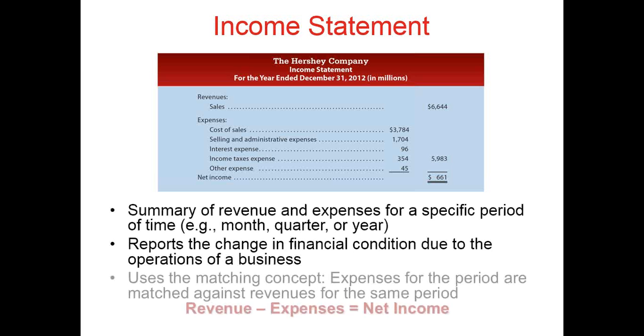Now, an income statement is for a period of time, an accounting period: 1 month, 1 quarter, 1 year. This shows the changes in the financial condition of the company because of its operations. And it uses the matching concept, which at this point is going to make absolutely no sense, but we'll talk about it and you'll see how that plays as we go further.